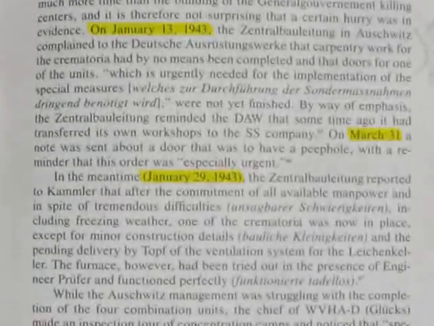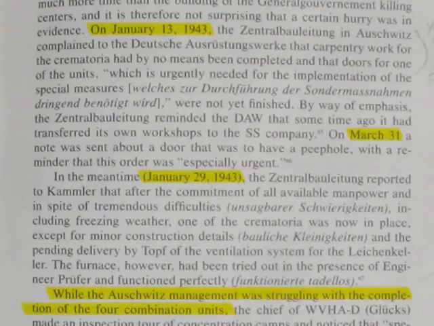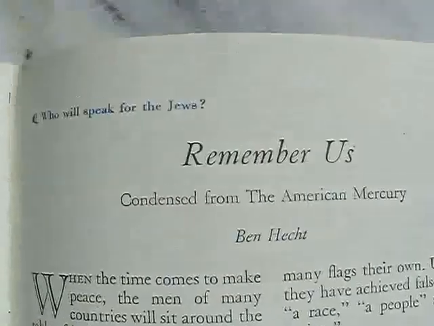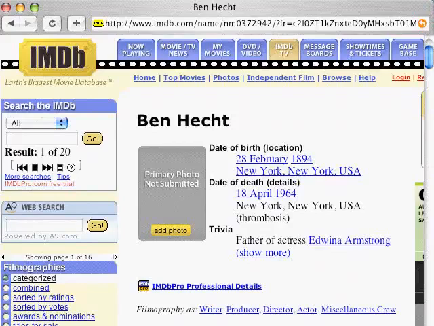In Hilberg's book on page 885 we see that at the time the main chambers at Auschwitz hadn't even been finished being built. So was the writer an investigative reporter stationed in Europe with access to good information, or a high-up government official? Actually, the writer was a Jewish Hollywood scriptwriter named Ben Hecht. His Internet Movie Database entry is huge.